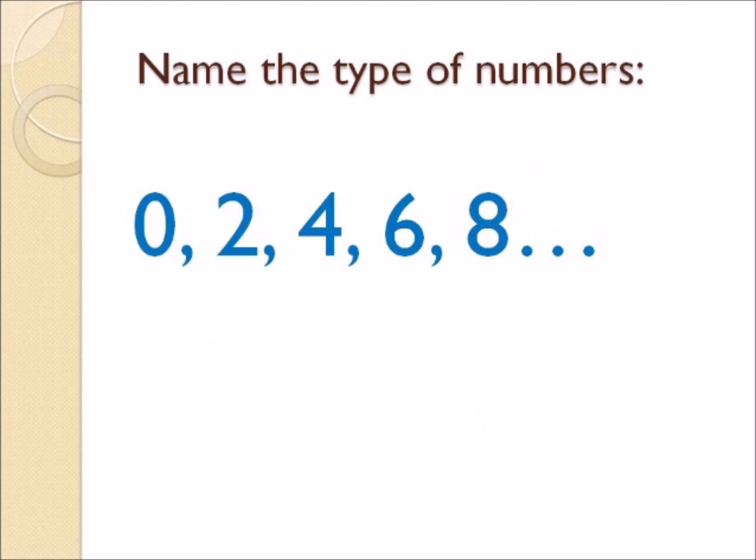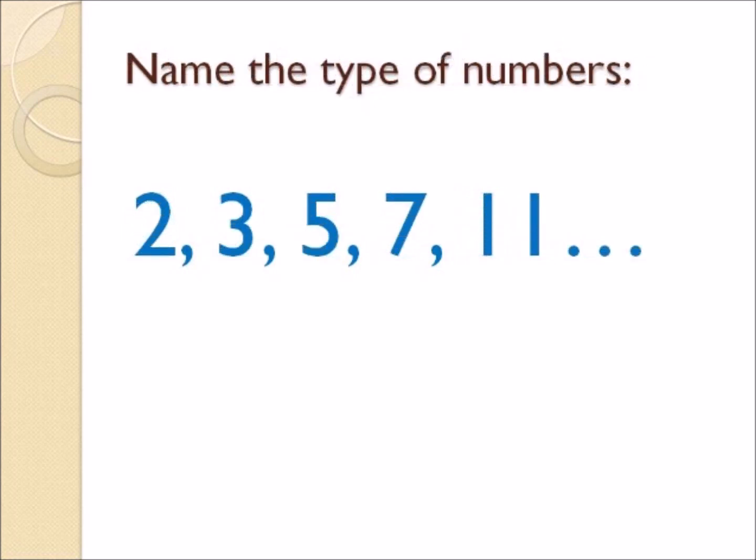Now, look at these and see if you can solve. Name the type of numbers: 0, 2, 4, 6, 8. What do you call these numbers? We already looked at the different types. You should be able to come up with an answer. What are these numbers? Yeah, they're even.